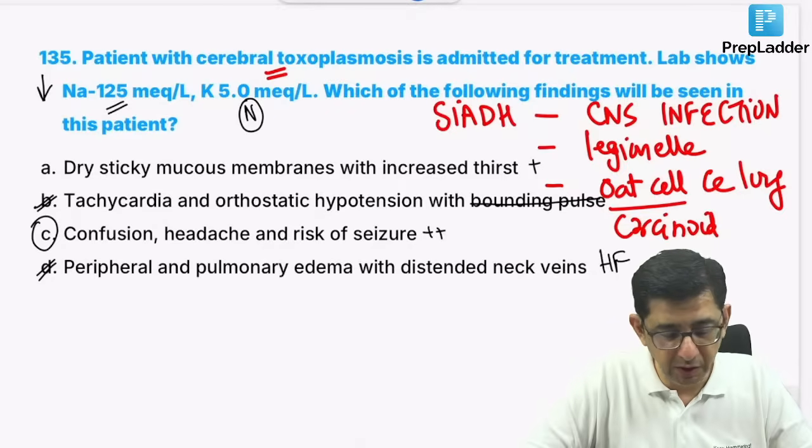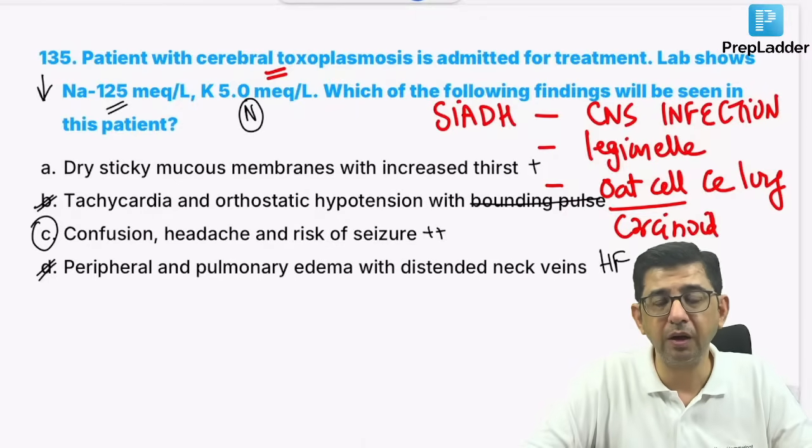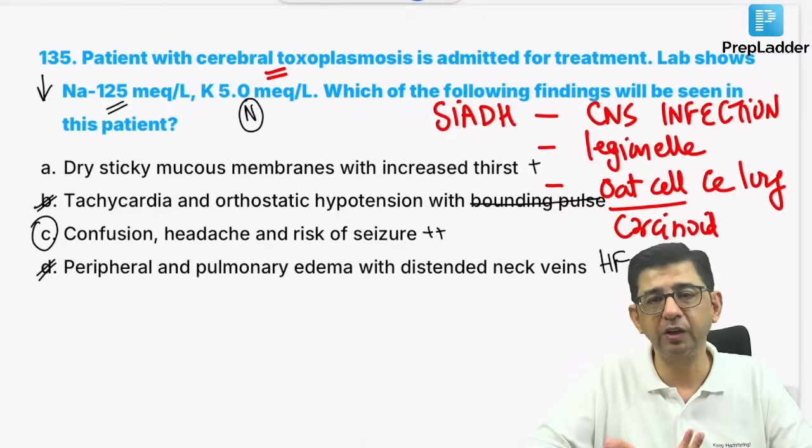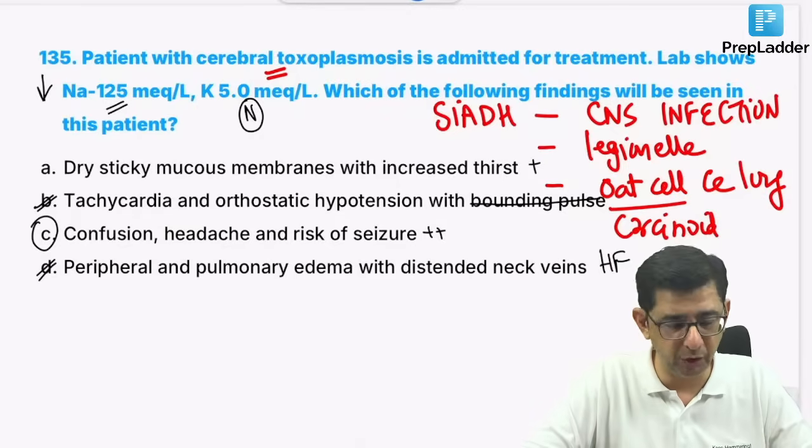Why in SIADH is there no hypotension? The reason for that is there is retention of water now. In SIADH there is an expansion of the plasma volume in a patient. Yes. So hypotension would not be present in the patient.